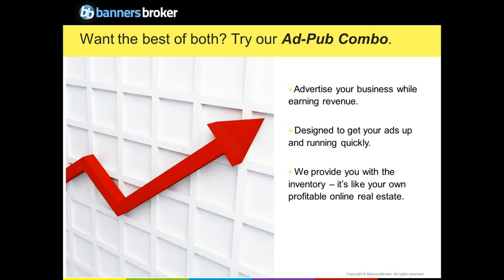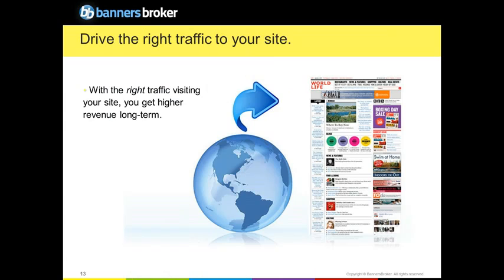Now, we have a unique product, and that's called the AdPub Combo, and that's the best of both. You can advertise your business while earning revenue. It's designed to get your ads up and running quickly. We provide you with the inventory. It's like your own profitable online real estate. So let's take a look at that.